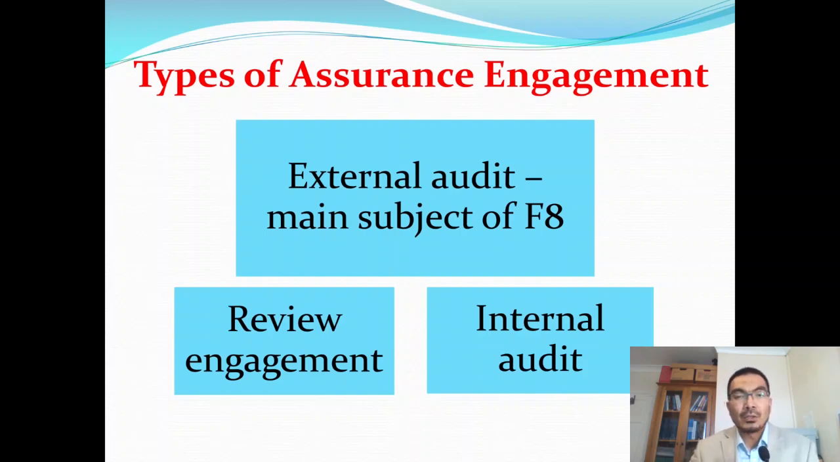So we mentioned that assurance can be either external audit, a review engagement, or the internal audit. So we have divided them into two.